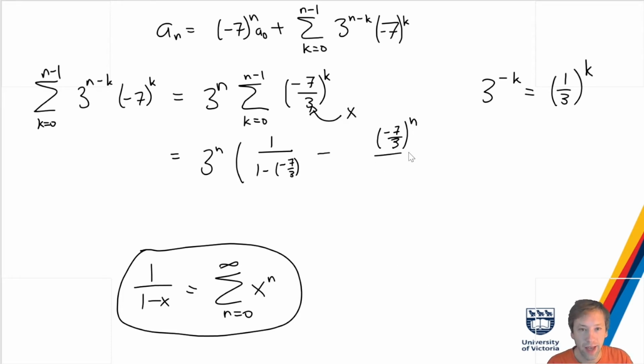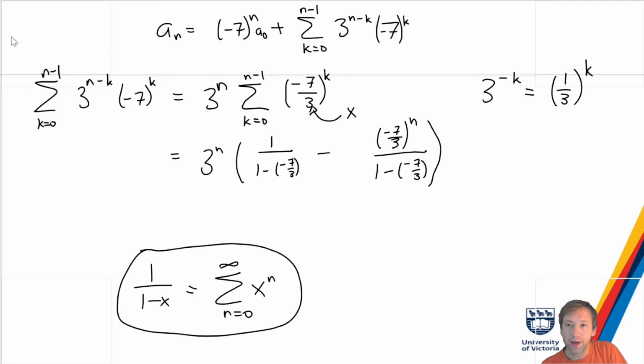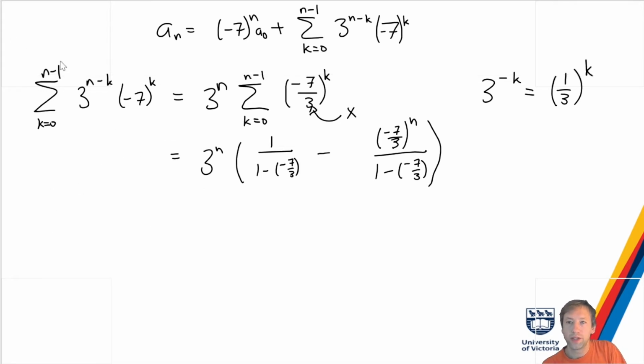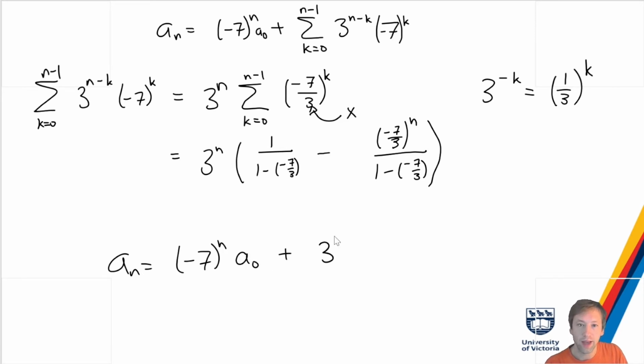because you think of this as my kind of x to the n, and then over 1 minus negative 7 over 3. And if you want, you can simplify this a bit, but you don't really have to. This could be your final answer. Sorry, I should clarify what is my final answer. So I still need to kind of substitute this back in. So the general solution is a_n equals negative 7 to the n, a0 plus 3 to the n.